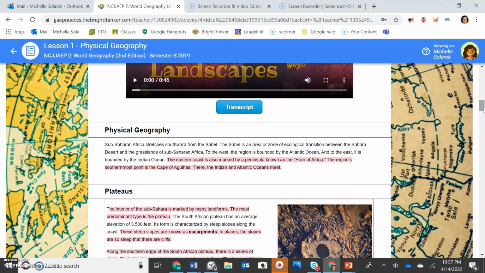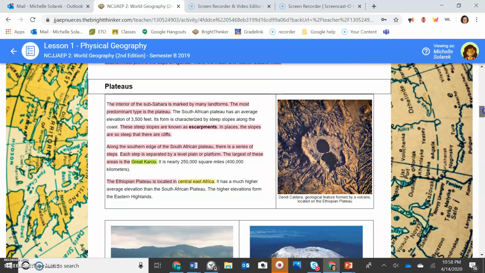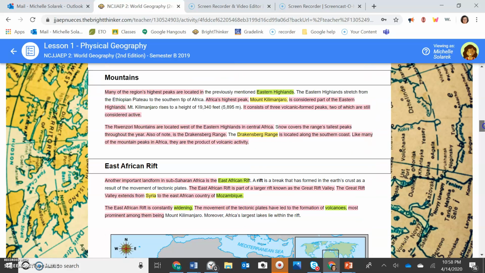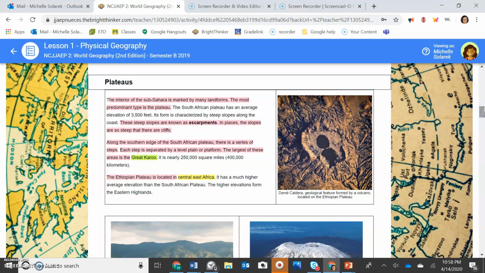So the physical geography, the eastern coast is also marked by a peninsula known as the Horn of Africa. The region's southernmost point is Cape of Agulhas. There, the Indian and Atlantic Ocean meets. So we'll take a look at the map quick. Although I didn't give you any of the map questions, we'll still do a quick peek. What are plateaus? There's 3 different types of things you need to know. Plateaus, mountains, and rifts.